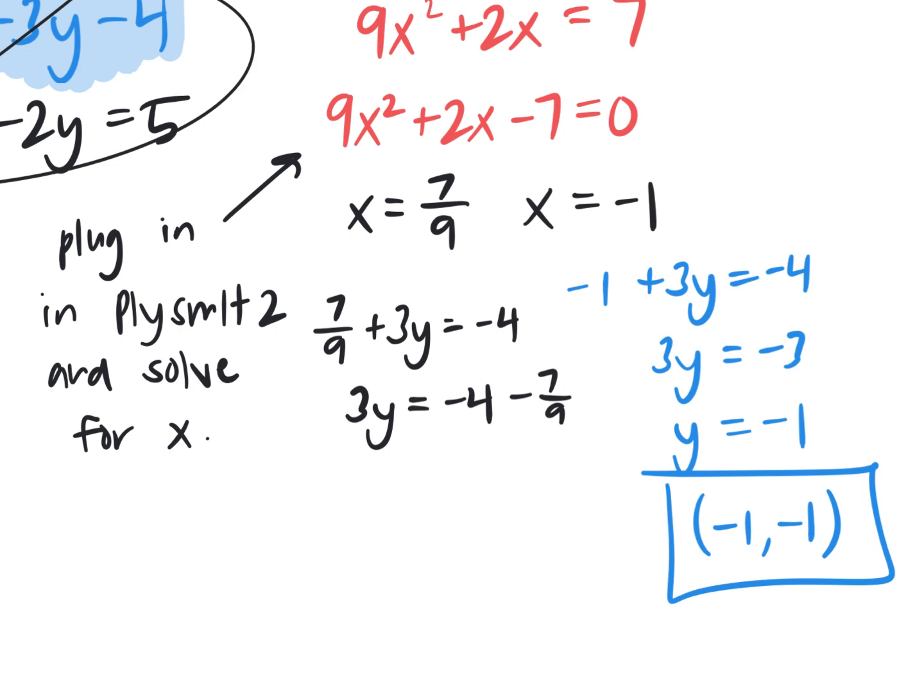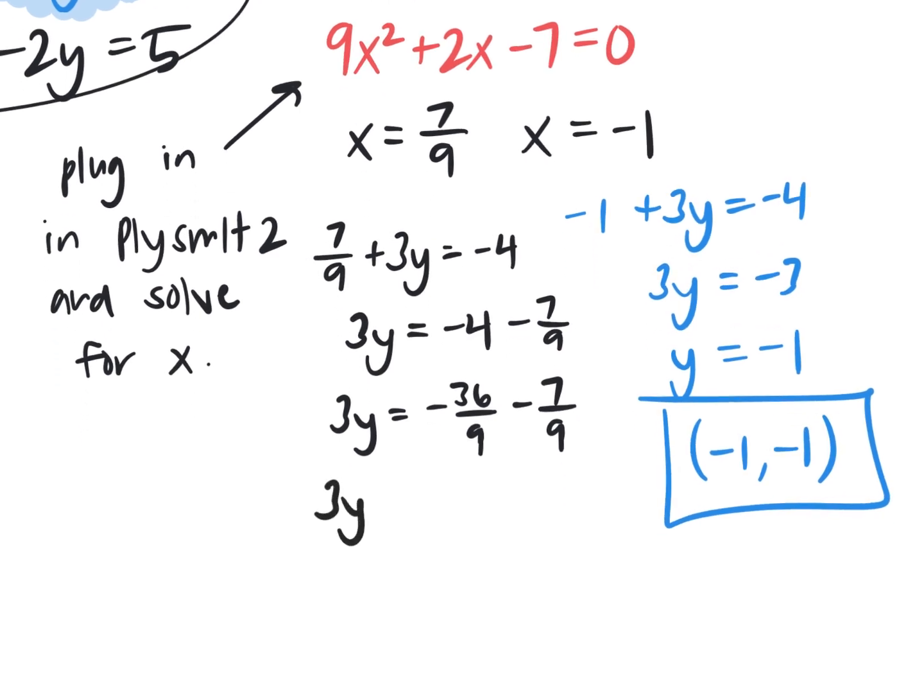Now, can I make -4 have a denominator of 9? Yes. It would make it -36/9, right? Minus 7/9. Kind of look like A's. Those are supposed to be 9s. Okay, so then I've got 3y equals -36 minus 7, -43, divided by 9.